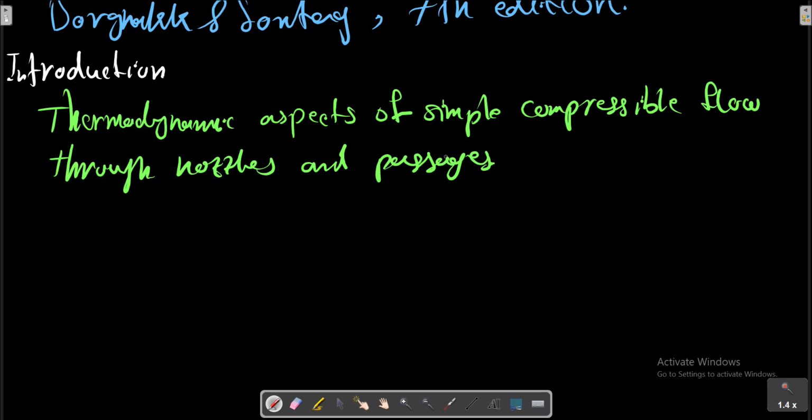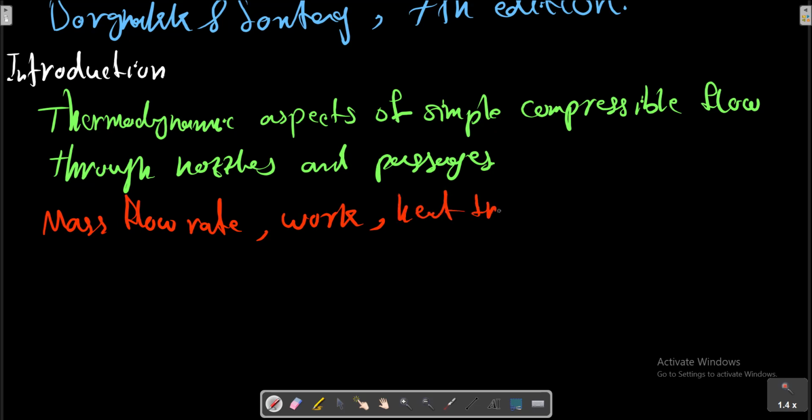The proper analysis of these processes is important for an accurate evaluation of mass flow rate, the work, heat transfer, or kinetic energy involved, and feeds into the design and operating behavior of the overall system.